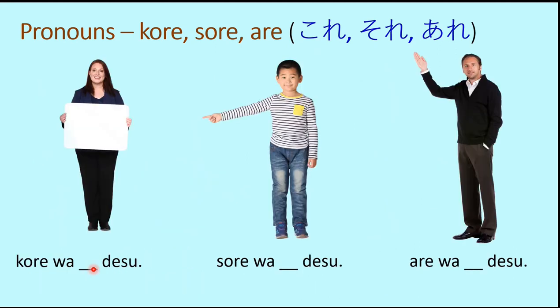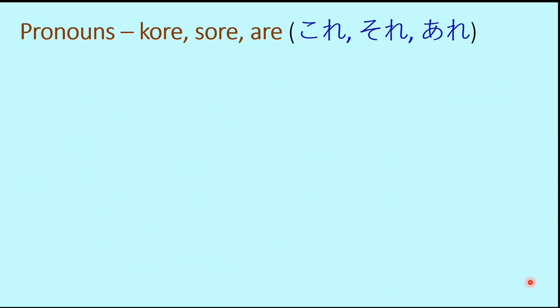So this is a pictorial representation of the concept. The first one, the lady is holding this thing with her hands. So it's kore wa, this thing, this. This child is pointing at something at a close distance. So this is sore wa. And this man is pointing something towards the sky. So this is are wa. This is the same as we discussed in the previous slide. This is only a pictorial representation.